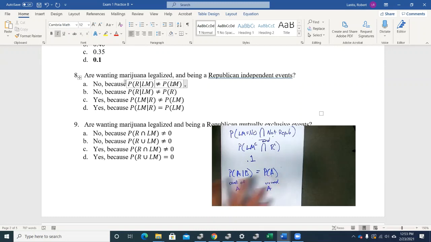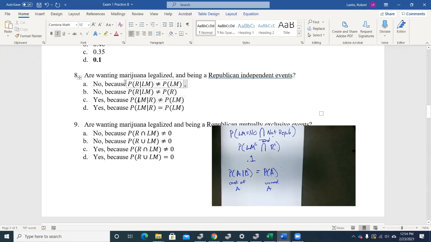Okay. So I can rule out A. Here, I'm comparing the conditional probability of R to the unconditional, so that's okay. Here, I'm comparing the conditional to the unconditional of LM, and so we can only really rule out A here. So now I just need to check this, right?